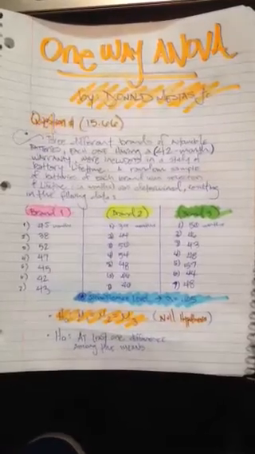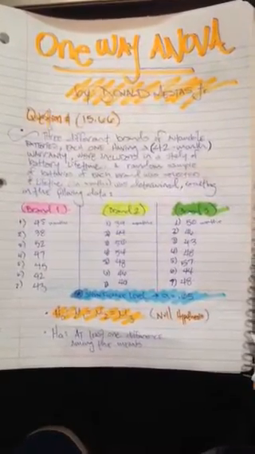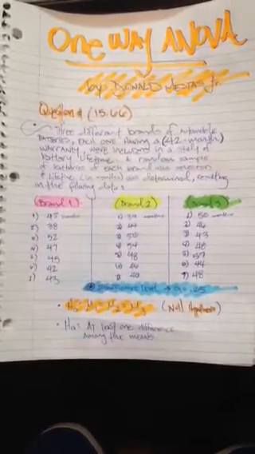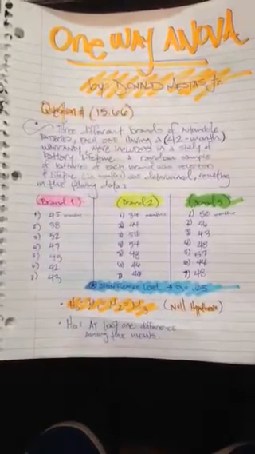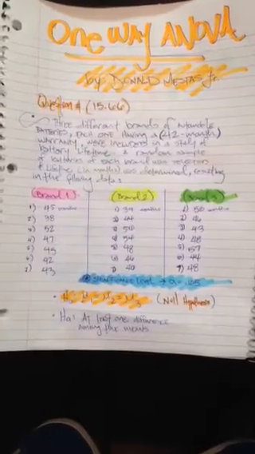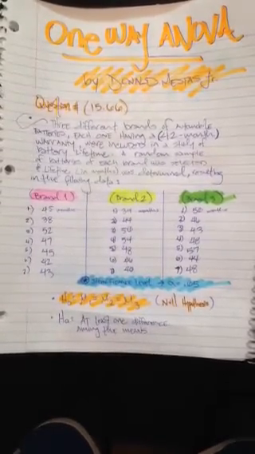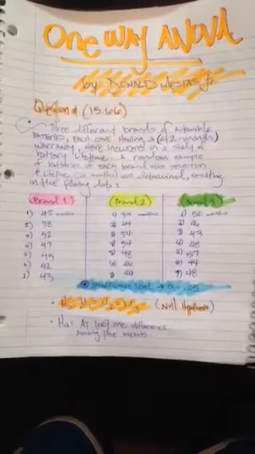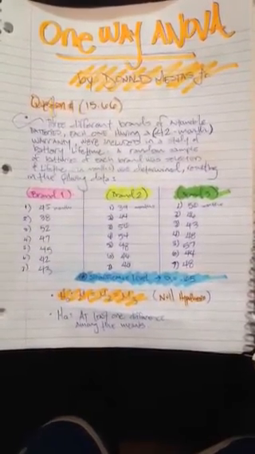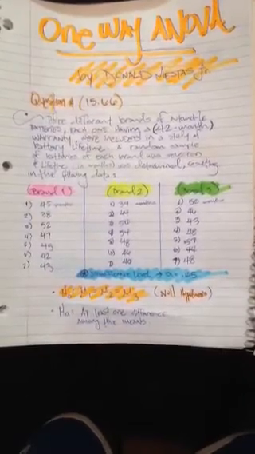Case study 4, we're doing on one-way ANOVA. Question number 15.66 asks: three different brands of automobile batteries, each one having a 42-month warranty, were included in the study of battery lifetime. A random sample of batteries of each brand was selected and lifetime in months was determined, resulting in the following data. We have brand 1, brand 2, and brand 3.